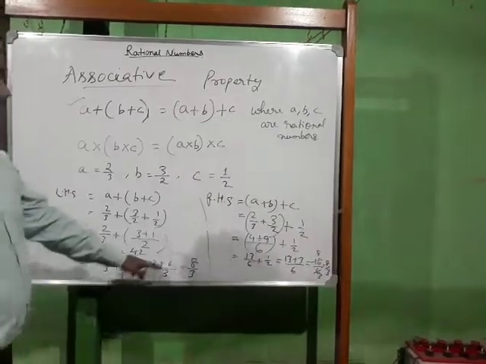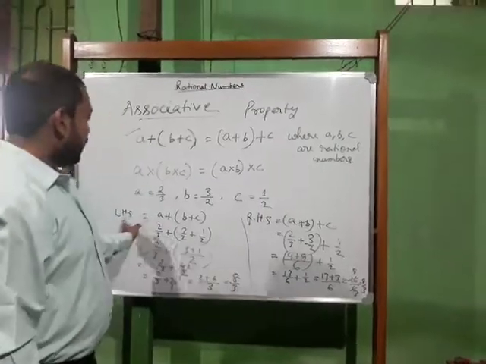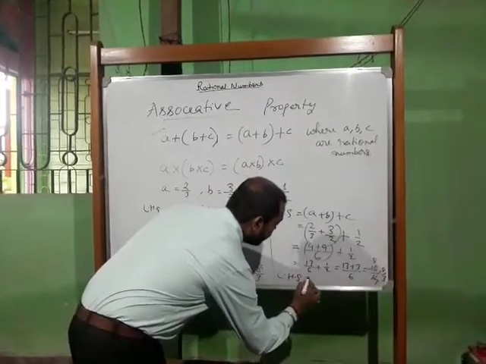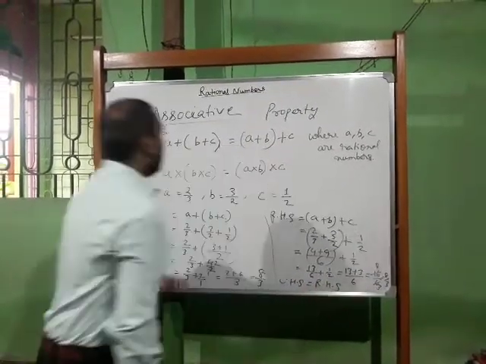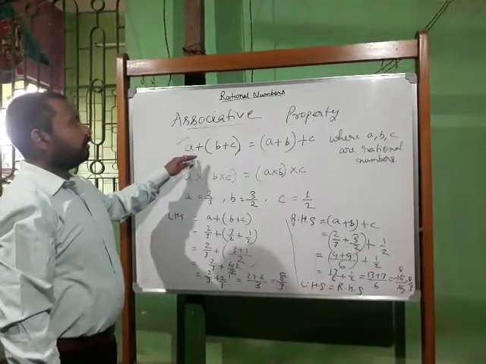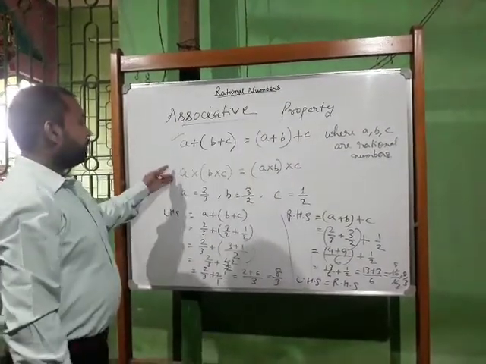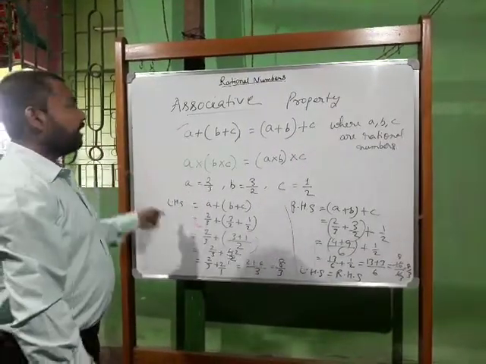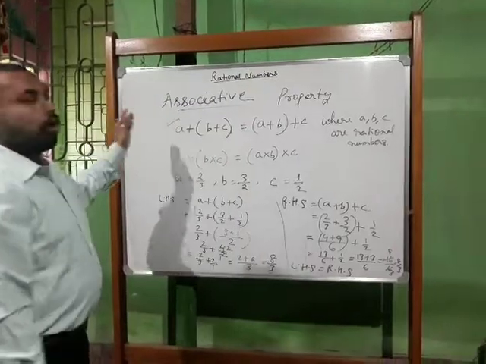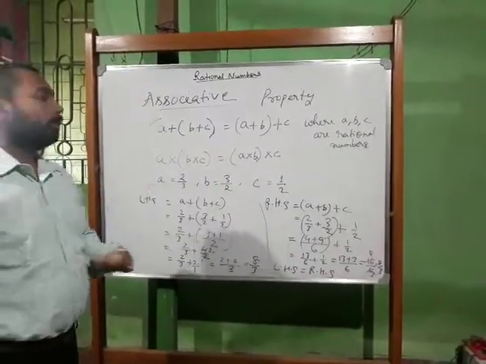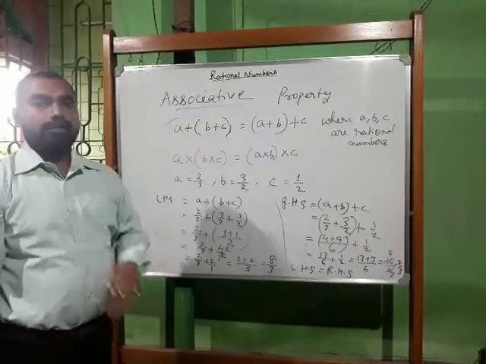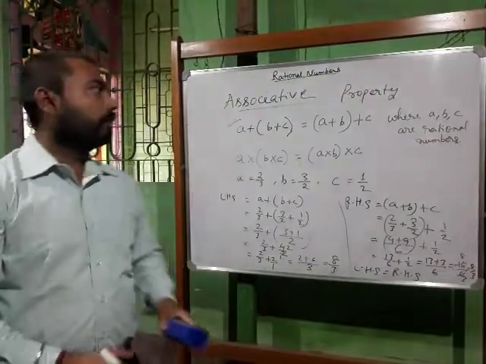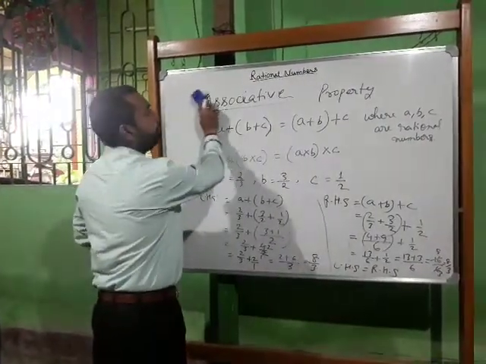Now you can see that 8 by 3 in LHS is equal to RHS, that is equal to 8 by 3. So from this we can say that associative property of addition is applicable for rational numbers. Similarly we can solve for multiplication also, but for division and subtraction, it is not possible. Associative property is not possible for division and subtraction for rational numbers. So this is our associative property. Now we will be going for distributive property.